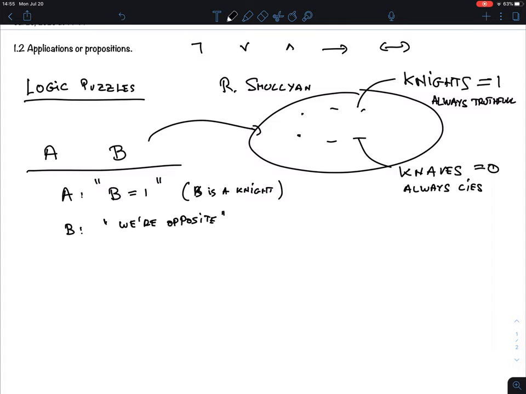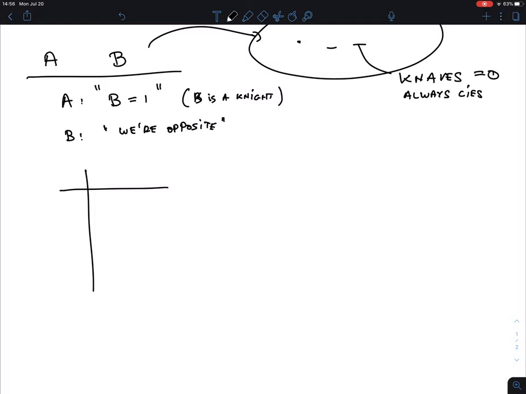Okay, so how does that work? What you basically do is go over all possibilities and see which of these possibilities can actually hold. I want to do this. It's not done in the book, so I'm going to do it myself here using a truth table. So A and B. And what are the possibilities? Again, A could be a knight or A could be a knave.